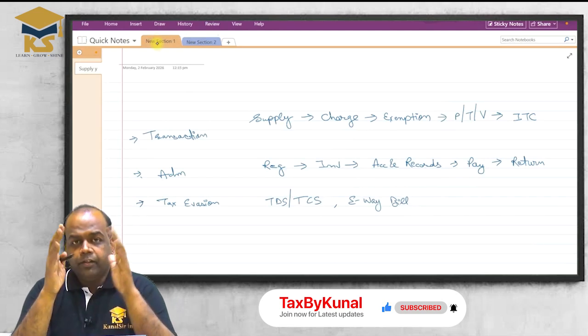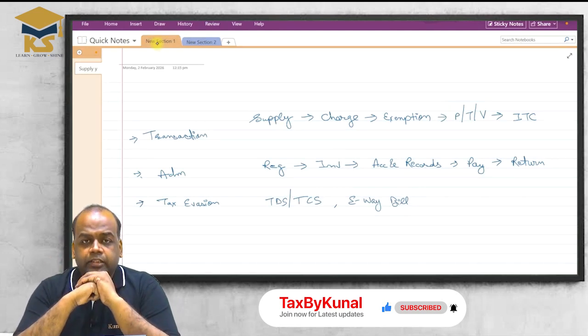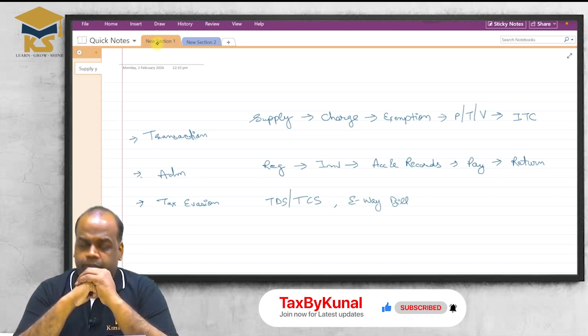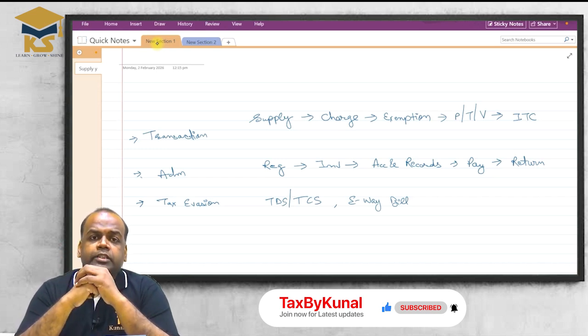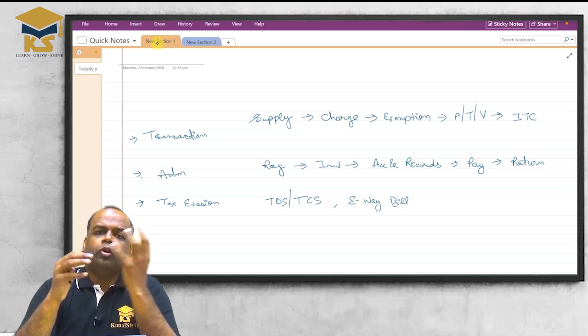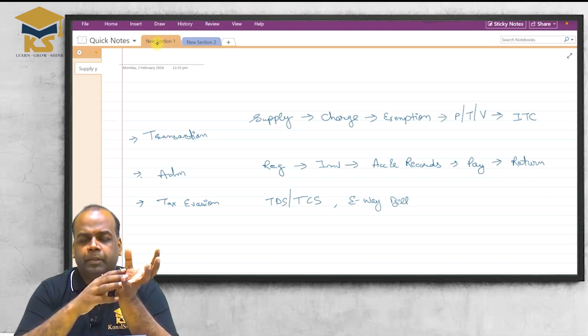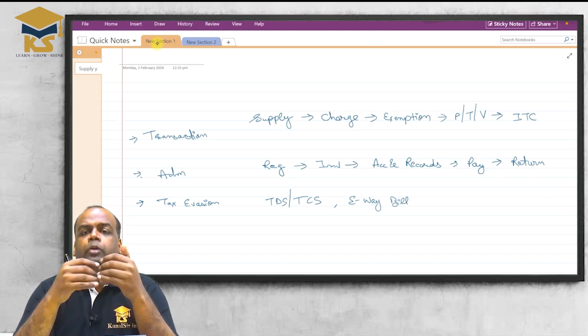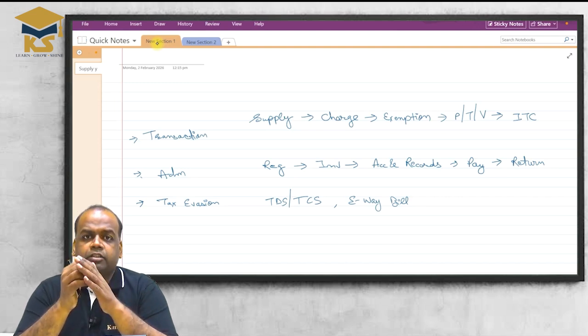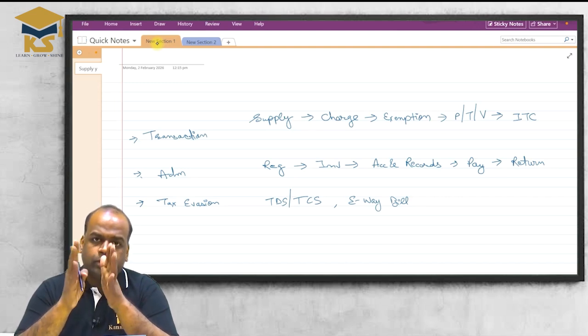Now friends, if we look at the index of our GST syllabus, we have a total of 15 chapters. Chapter 1 is the introduction. So it's about the basics, like what is GST, what was the earlier law, how it was implemented. So we are going to cover it because there may be some MCQs asked from this chapter.